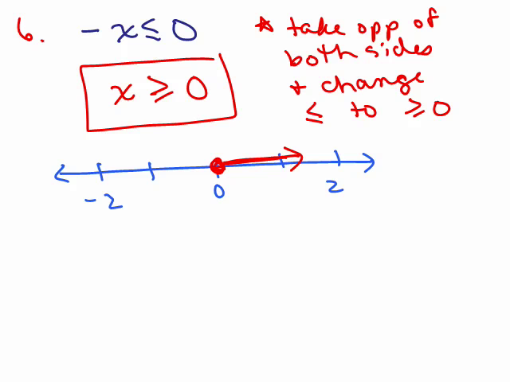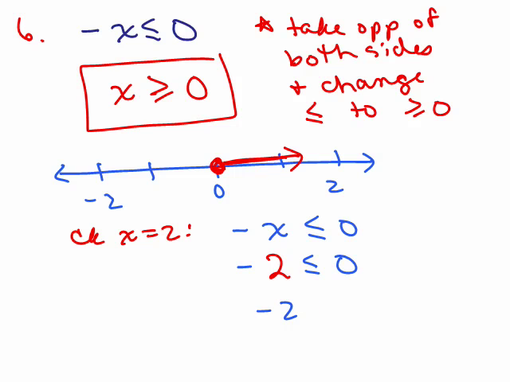So let's check a number it's going through, like 2. Right? Can you see that it's going to go through 2? So check x equals 2. In the original problem, which was negative x is less than or equal to 0. So we're going to put in 2 for x. And is that true? Is negative 2 less than or equal to 0? Yep. That's it.